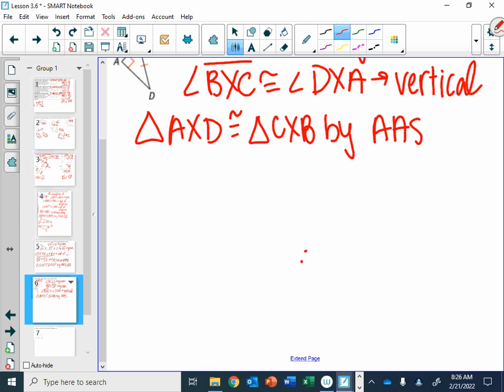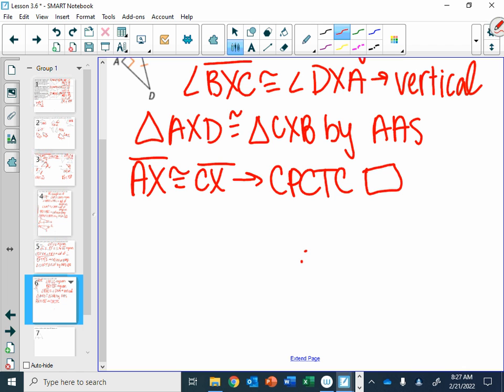And now that I've said that, are AX and CX corresponding parts? Are they in the same position on the triangles? Yes? Okay. So now that I've said that the triangles are congruent, the corresponding parts have to be congruent as well. So I can say AX is congruent to CX by your CPCTC, and now you're done. So once you've proven that the triangles are congruent, you can use your CPCTC. Corresponding parts of congruent triangles are congruent.